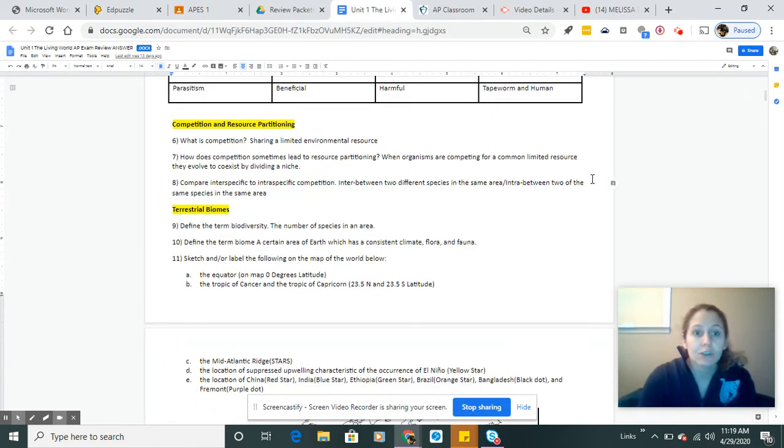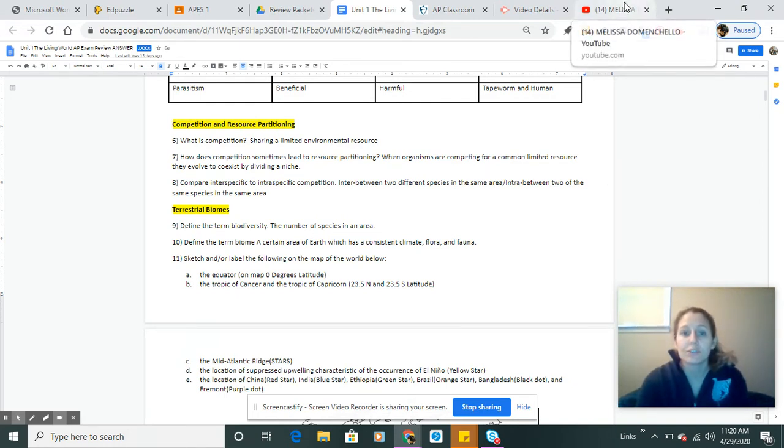Competition and resource partitioning. I think competition is pretty straightforward. Resource partitioning is when they're coexisting in the same niche. So a lot of times you'll see birds in a tree. One stays in the top, one stays in the bottom, and they just coexist even though they have the same resource, maybe being shelter in the tree. So just partitioning resources, sharing them in a way.